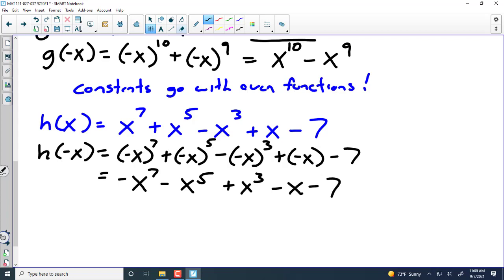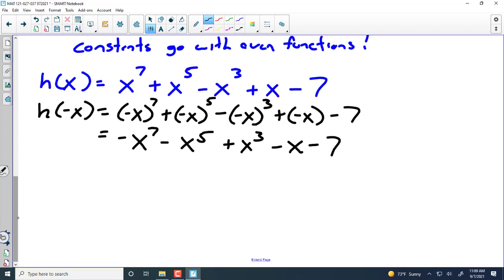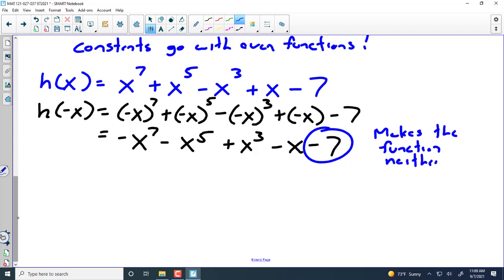But it doesn't look like someone multiplied the entire function by -1 because the constant didn't change. Everyone see that? And that messes people bad. They're like, oh, look at all those odd powers. I bet this is going to be odd because I'm going to have one negative left over on each one of these. But nope. This right here makes the function neither.